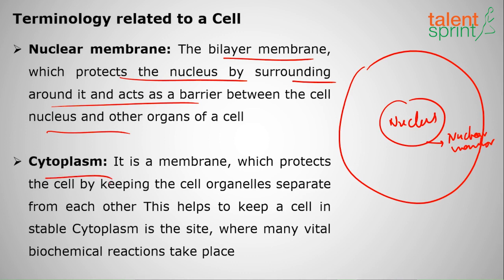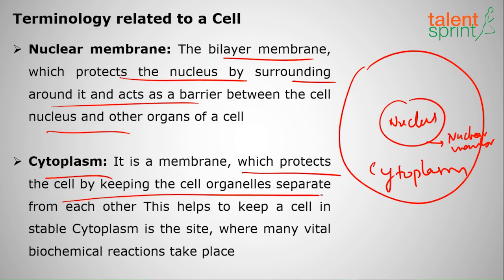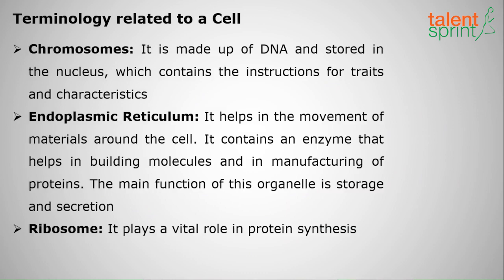Next is cytoplasm. What is cytoplasm? It is a material which surrounds the nucleus. It protects the cell by keeping the cell organelles separate from each other. All the materials of the cell are present in it. This helps to keep the cell stable. Cytoplasm is a site where many vital biochemical reactions take place. It is generally the material surrounding the nucleus of a cell.